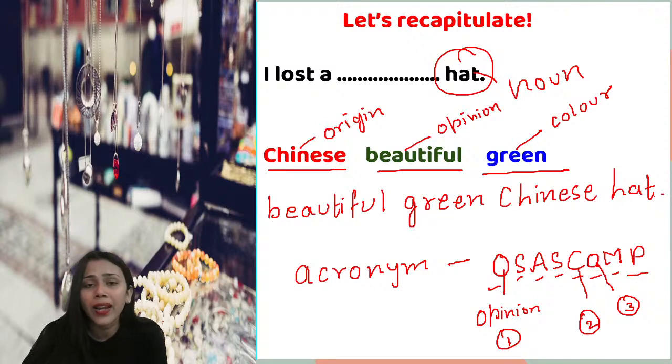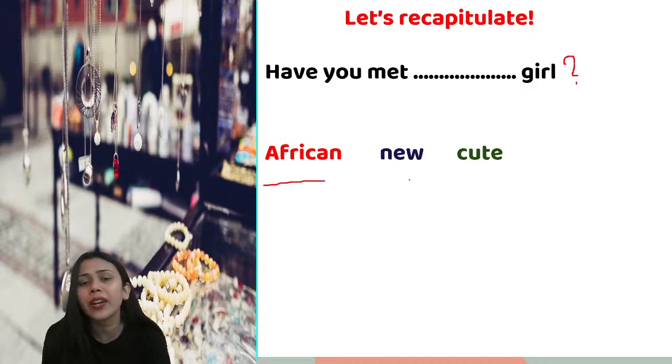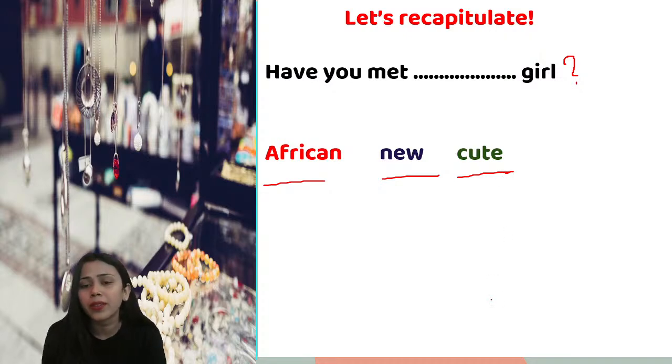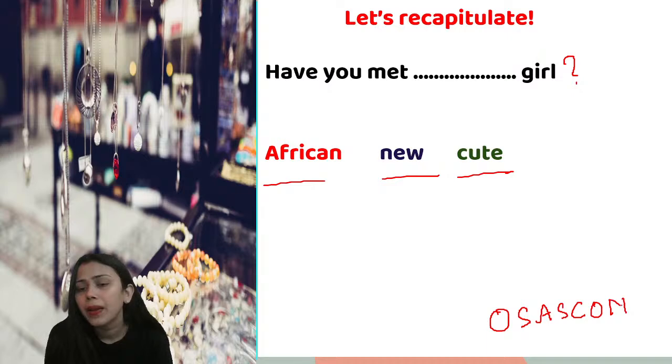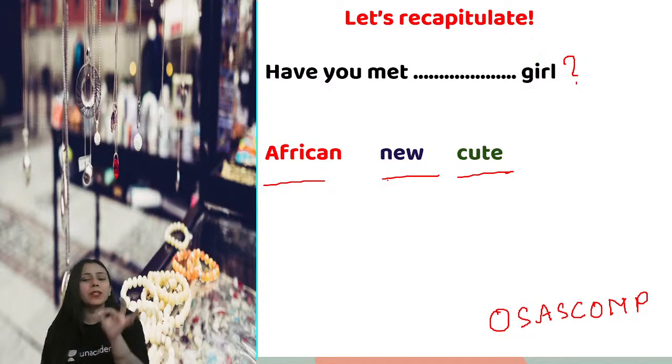Okay, now the next one. Have you met a dash girl? Have you met dash girl question mark? Now these are three adjectives that we have to use. I feel like asking these three adjectives, more than one adjective for the girl. Now arrange them in proper order. So remember the acronym, that is OSASCOMP. Now arrange these three adjectives in correct sequence based on the acronym given there. Tell me how you're going to arrange these three adjectives for the given noun.